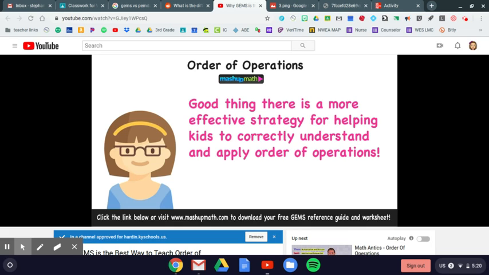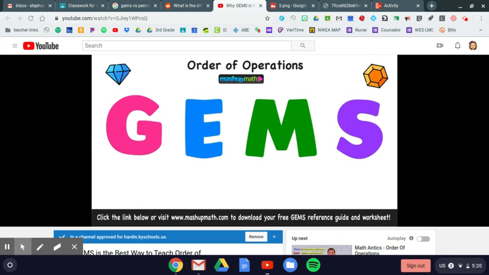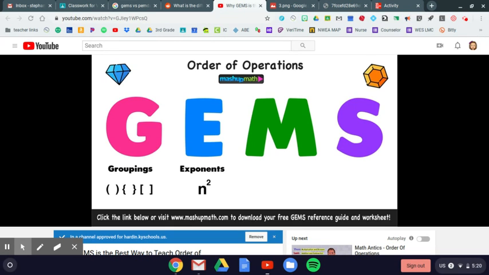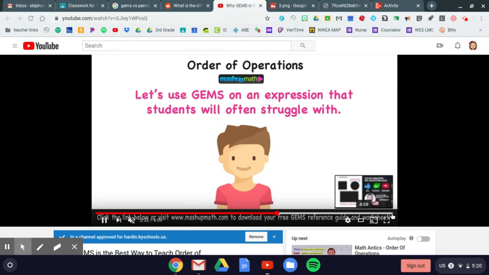It says, good thing there's a more effective strategy for helping kids to understand and apply the order of operations. Like I was telling you on Monday, it's not any better or any worse. It's just a little bit easier for students to understand because it tells us the same information. But the G in GEMS reminds us of all groupings. Multiplication and division are part of the M. It reminds us to go left to right with the arrow, and then subtract and add. It comes first to do left and then right. Underneath the M, you see all the different symbols, by the way. There are the two division, the two subtraction.